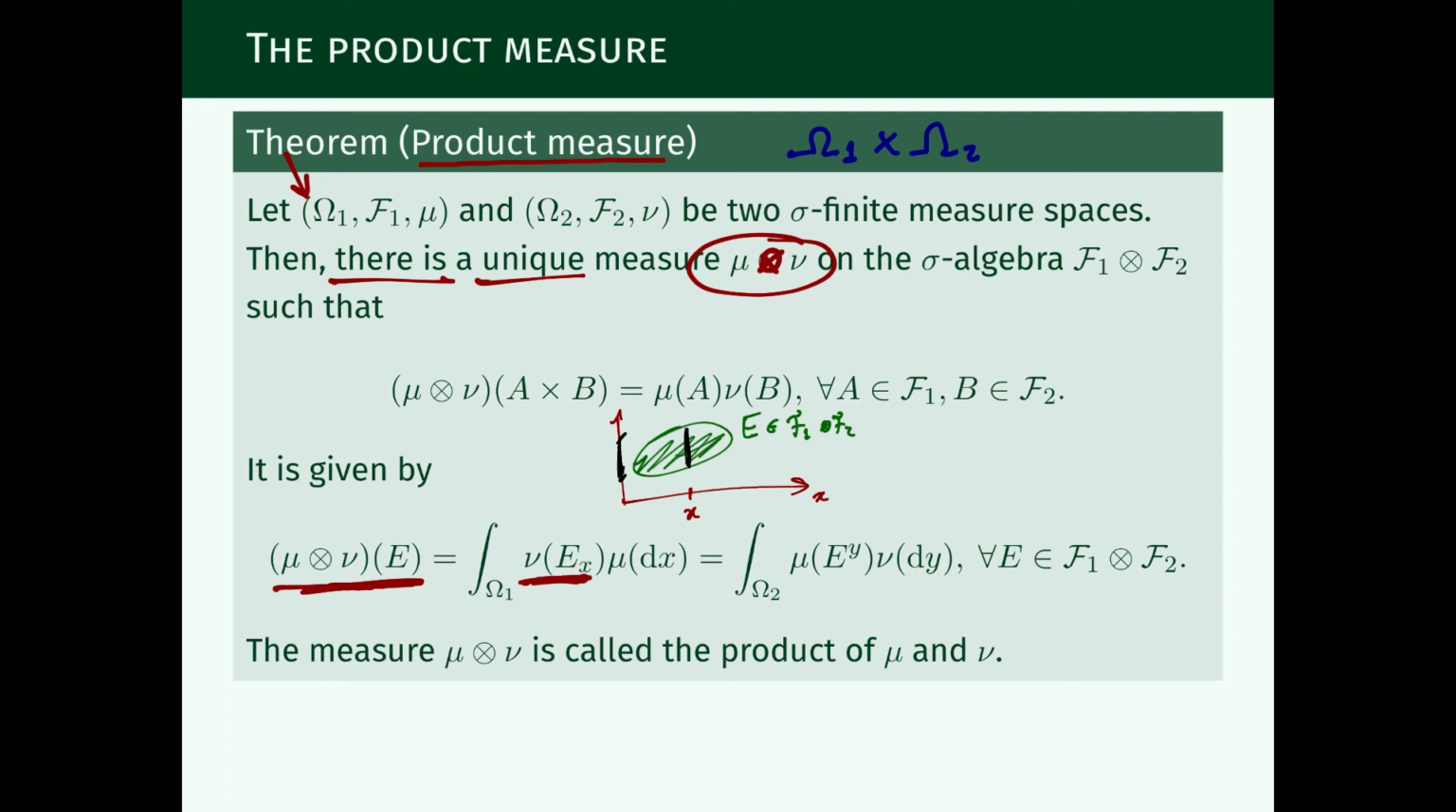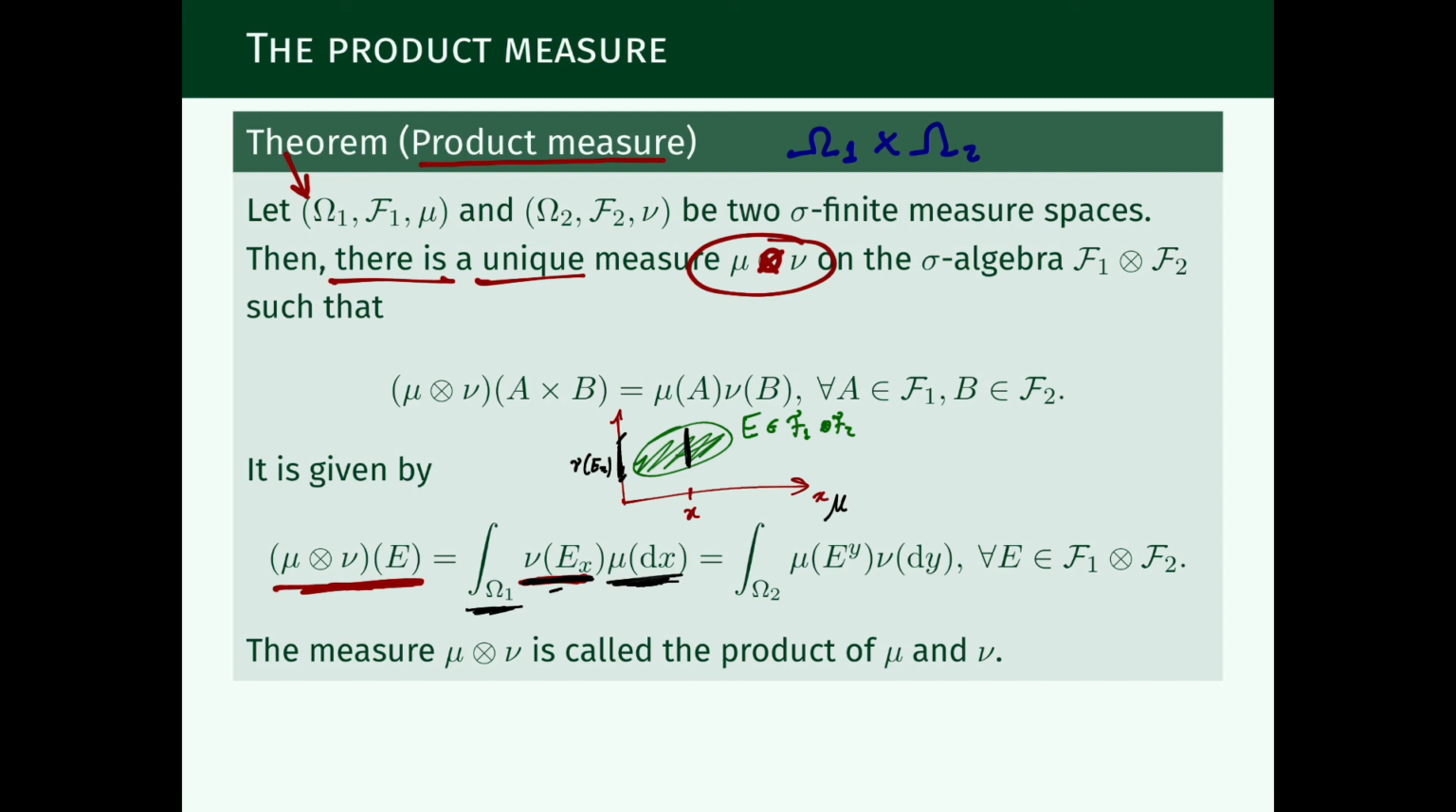This will be nu of Ex. This is a function of x. And for that function of x, we can integrate it by the measure mu that we have here in the first space. Okay, so we integrate on the first space a function which is given by computing the measure of the section at x for each point x, and integrate it against the measure that we have in this first sample space. Or we can do the same by symmetry here.